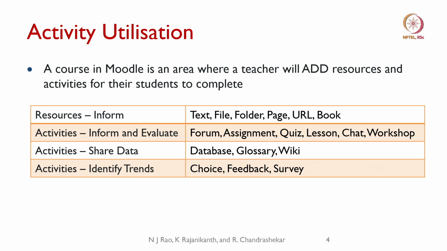To get a survey or immediate poll, or to gauge prior knowledge, that is, to identify trends, we can use choice, feedback or survey.